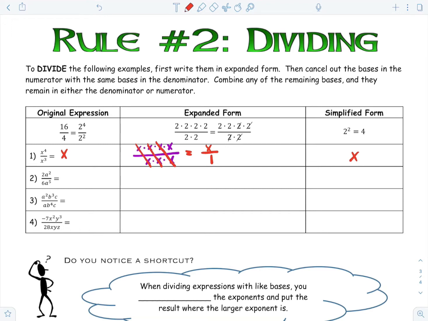All right. Now number 2. We have 2a squared over 6a to the 5th power. And we're going to expand this. So this becomes 2 times a squared, which is a times a. That's our expanded form. Over 6 is just 2 times 3. And a to the 5th is a times a times a times a times a. That's our expanded form.